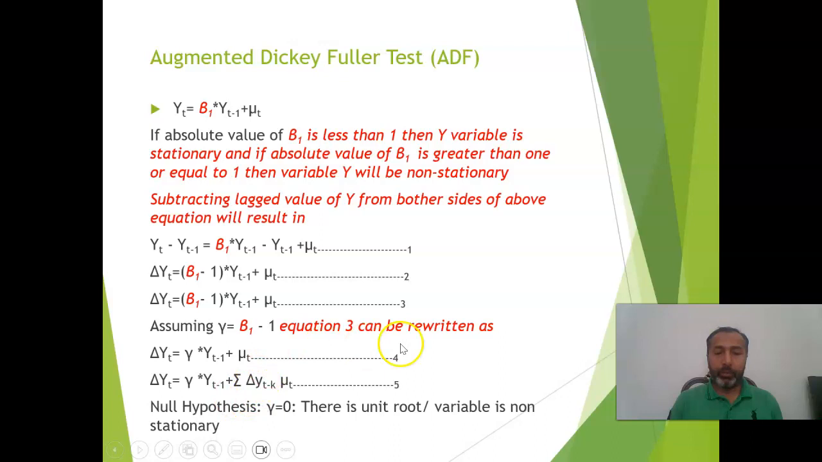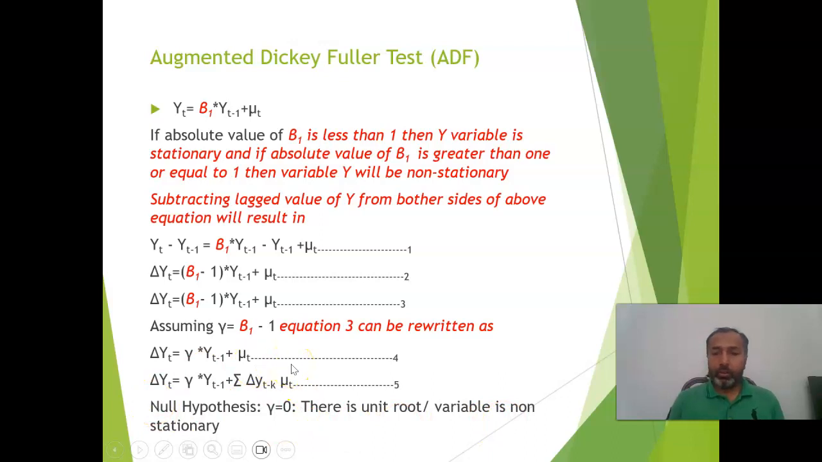So the null hypothesis of this augmented Dickey-Fuller test is that gamma is equal to 0, and we know that this value will be equal to 0 when beta 1 is equal to 1, because gamma is equal to beta 1 minus 1, and if beta 1 is 1, it means that there is a unit root problem or the variable is non-stationary. Therefore, in text we can write that the null hypothesis of the augmented Dickey-Fuller test is that there is a unit root, or in simple words, the variable is non-stationary.